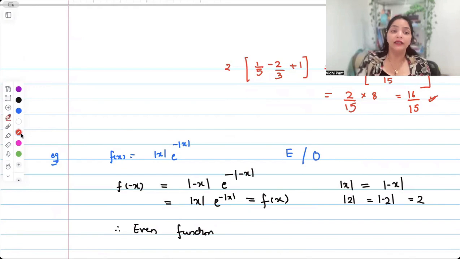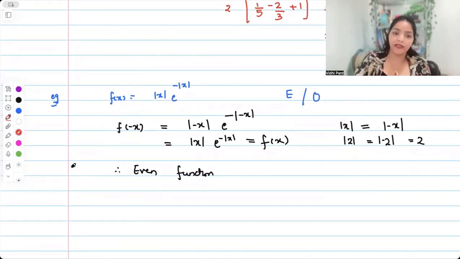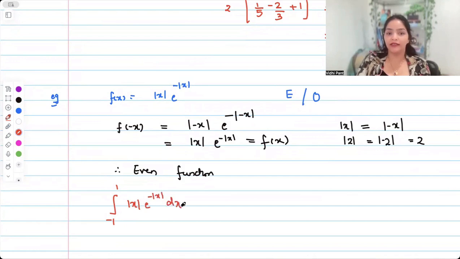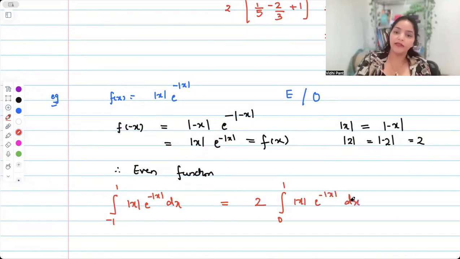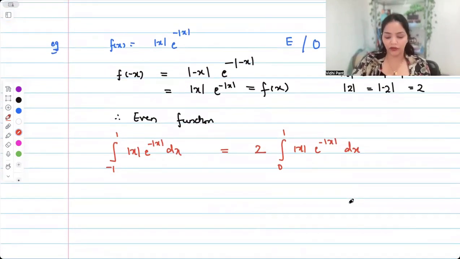Now, the calculus consequence of this, in case I ask you what is the integral, what is the integral minus 1 to 1 of mod x e to the power minus mod x dx? Then you will say that this is nothing but equal to twice of 0 to 1 mod x e to the power minus mod x dx. That's because it's an even function. All right.